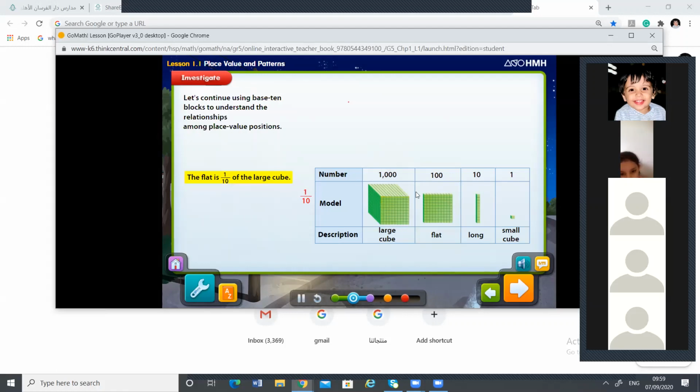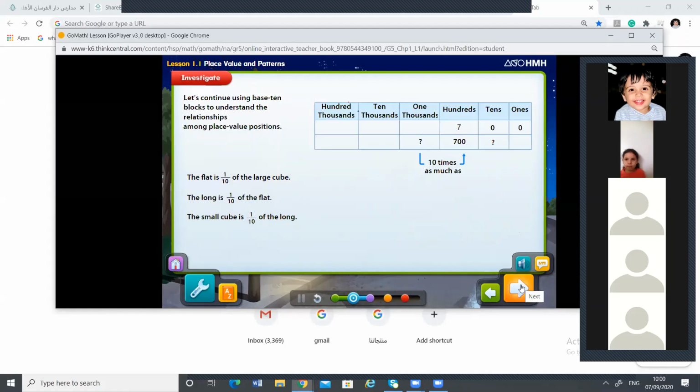What about the long? The long is 1/10 of the flat. How does the small cube compare to the long? The small cube is 1/10 of the long. So each place value position is 1/10 of the place value position to its left.